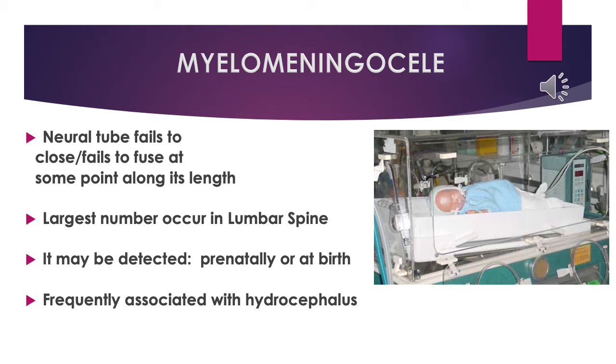Myelomeningocele occurs when a neural tube fails to close or fails to fuse at some point along its length. This accounts for the largest number of spinal cord lesions. Most lesions occur on the lumbar spine, and myelomeningocele may be diagnosed prenatally or at birth. 80 to 85% of patients with myelomeningocele develop and have hydrocephalus.